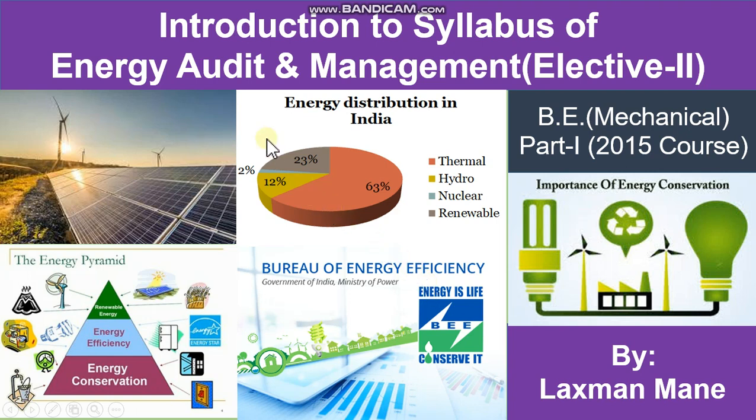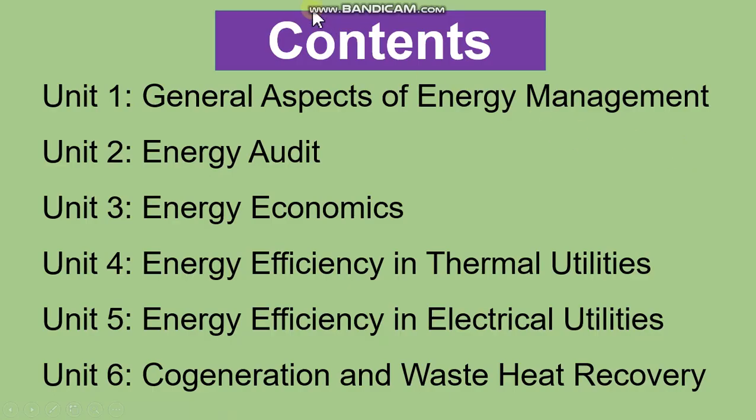Welcome to a lecture on Introduction to Syllabus of Energy Audit and Management, Elective 2 of BE Mechanical Part 1, 2015 course. This subject covers the following units: Unit 1, General Aspects of Energy Management; Unit 2, Energy Audit; Unit 3, Energy Economics; Unit 4, Energy Efficiency in Thermal Utilities; Unit 5, Energy Efficiency in Electrical Utilities; and Unit 6, Cogeneration and Waste Heat Recovery.